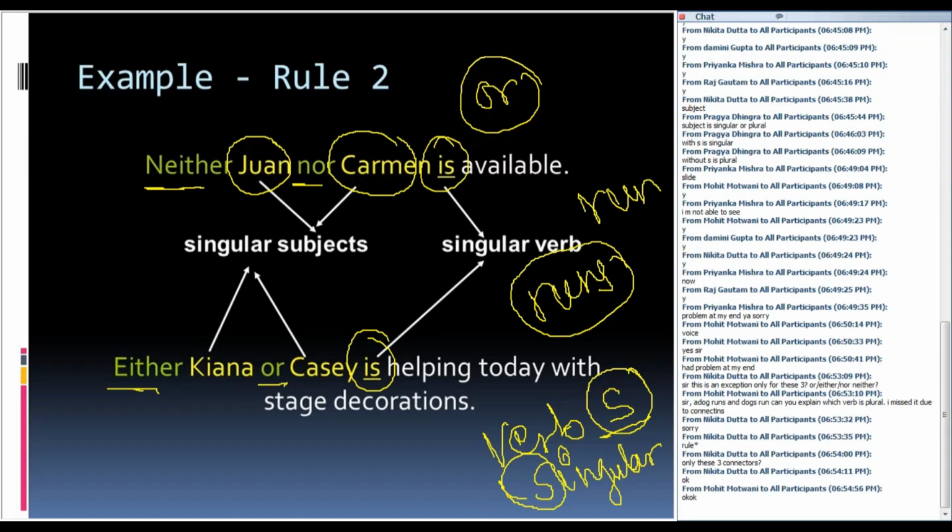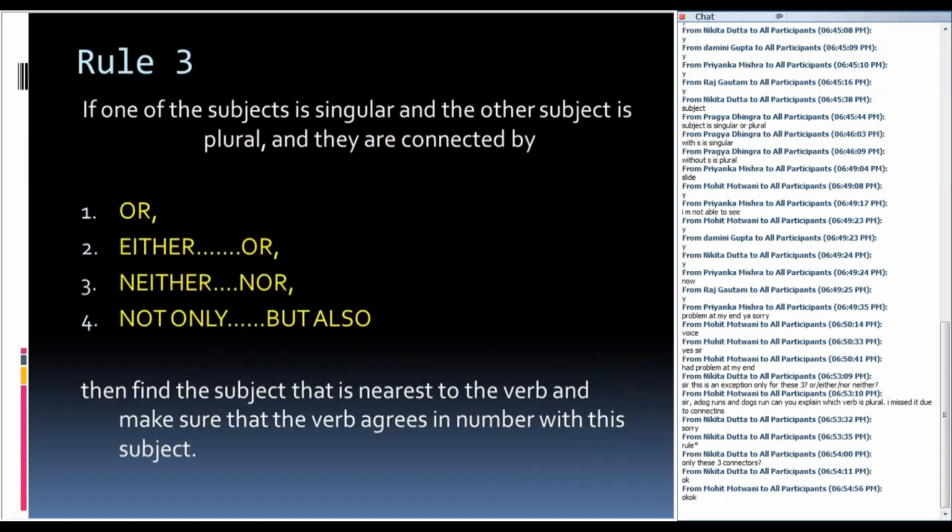Okay, so this is rule number 2. Without any exception, this is rule number 2. Let's come to rule number 3 now. Rule number 3 states that there are two subjects. One of the subjects is singular and the other subject is plural. Now the situation here is different. They are connected by words like or, either or, neither nor, not only but also. Then what will happen? Then you will find that subject which is nearest to the verb.